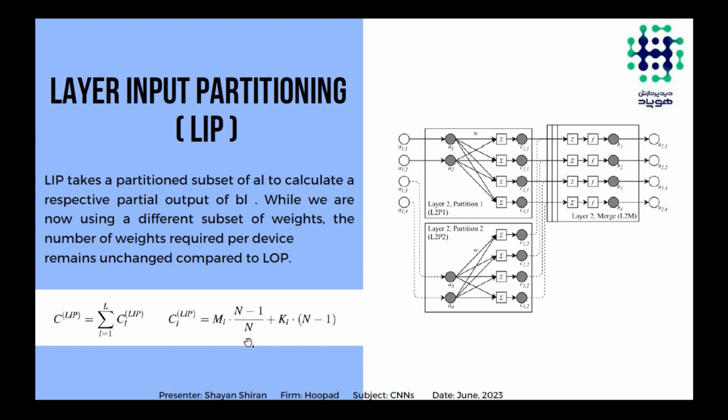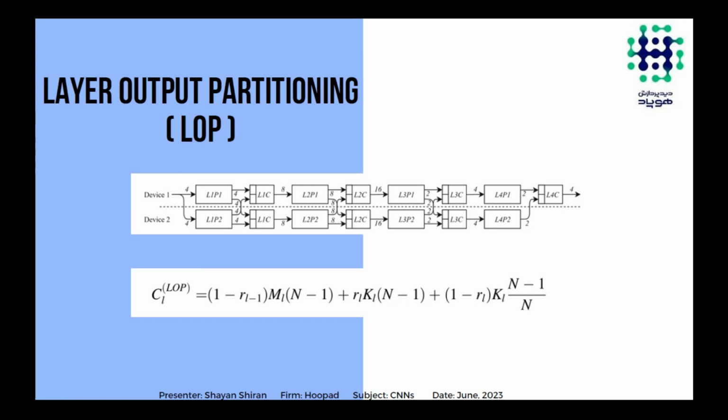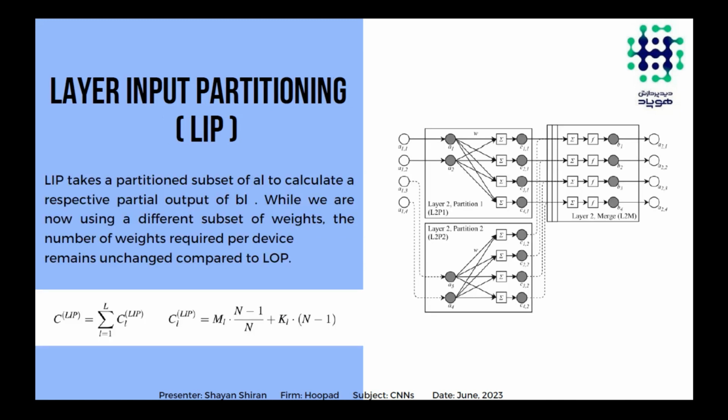It's here, where we can say that M is the input size, K is our output size, and N is the number of devices. Here we can calculate the communication overhead for this example also, and then we can get the results.